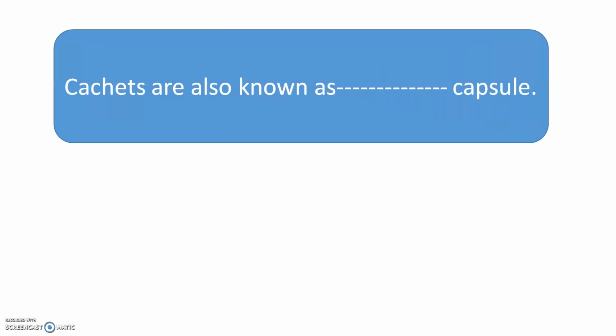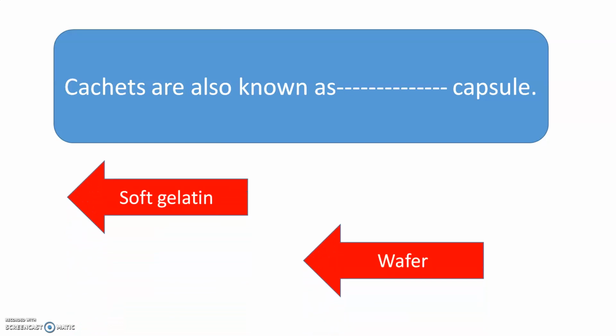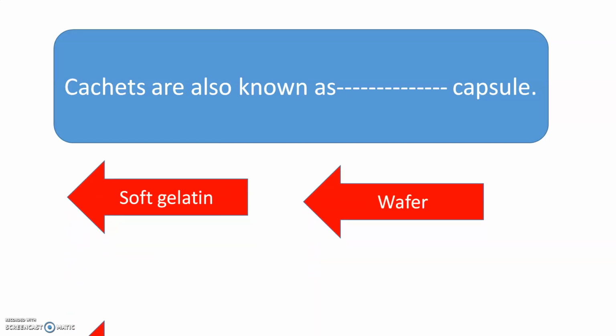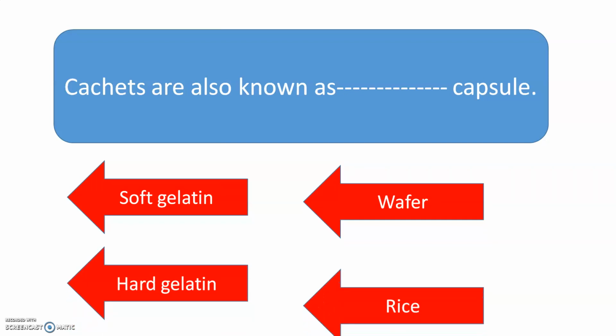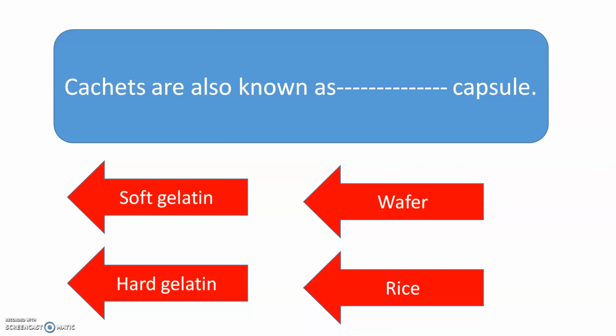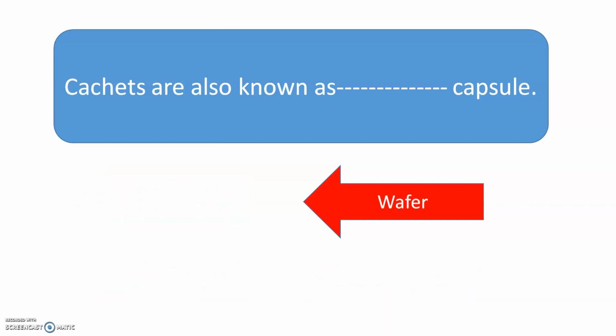Cachets are also known as dash type of capsules. The options are soft gelatin, wafer capsule, hard gelatin or rice capsule. And the correct option is cachets are also known as wafer capsule. They are made from rice flour.